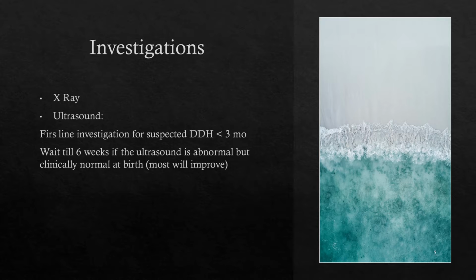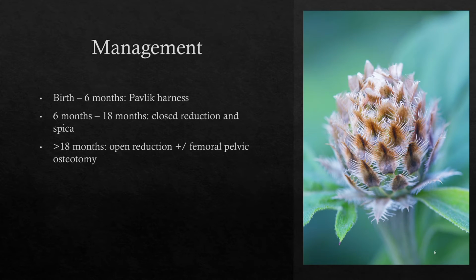For investigations of a suspected DDH, X-rays or ultrasounds would be appropriate. The ultrasound is usually the first-line investigation for a suspected DDH for a child that is below 3 months old. And if the ultrasound is abnormal, but the child was clinically normal at birth, then we would wait 6 weeks before we start any further investigations, as the suspected DDH would most likely improve.